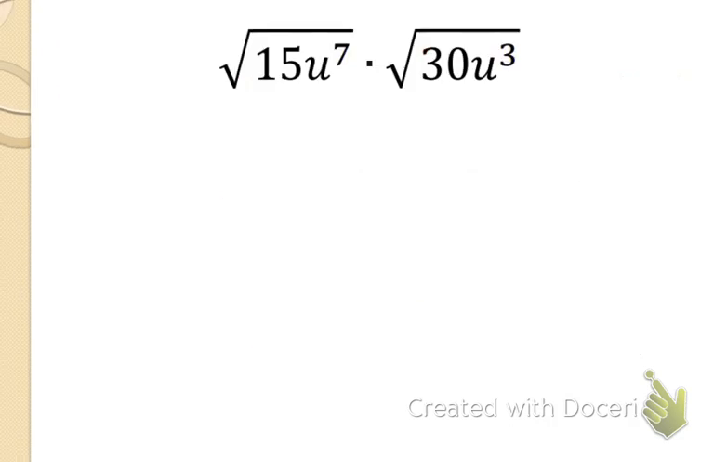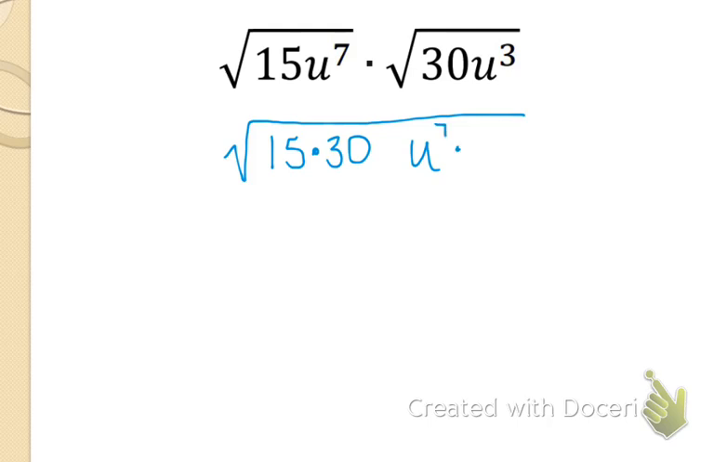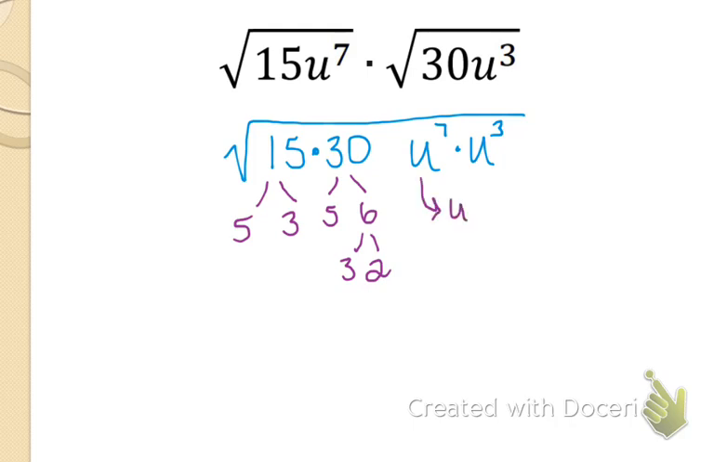Last but not least, we have 2 roots here, square roots to be exact. So I'm going to apply the product property, and I'm going to rewrite this in a way where my coefficients are next to each other and my variables are next to each other. I'm not going to multiply 15 and 30 because, like I said, it would be too large of a number. Instead, I'm going to break up the 15 into 5 and 3, the 30 into 5 and 6, and the 6 into 3 and 2. This u to the 7th, I'm going to repeat it 7 times. This u, I'm going to repeat it 3 times.